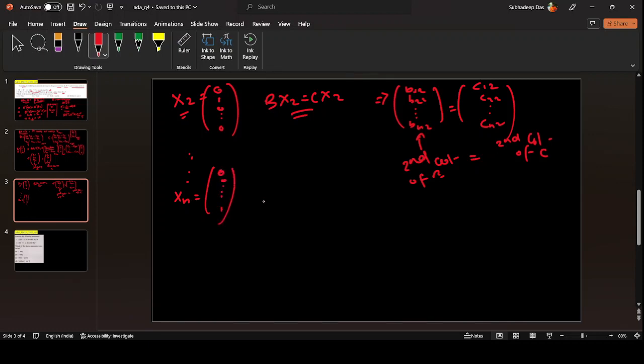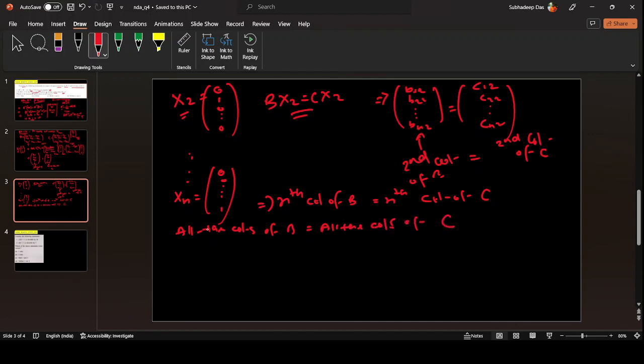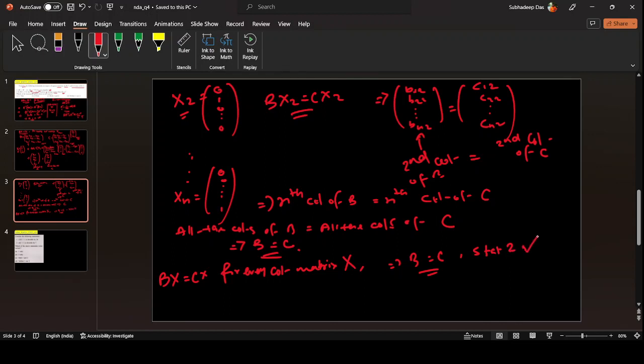The last one is n. So we get the nth column of B equals to the nth column of C. So we can state that all the columns of B are, step by step, equal to all the columns of C. So if all the corresponding columns are the same, then we can state that B equals C. So if Bx equals Cx holds for every column matrix X, then we can say that B equals C. So this statement 2 is also correct.